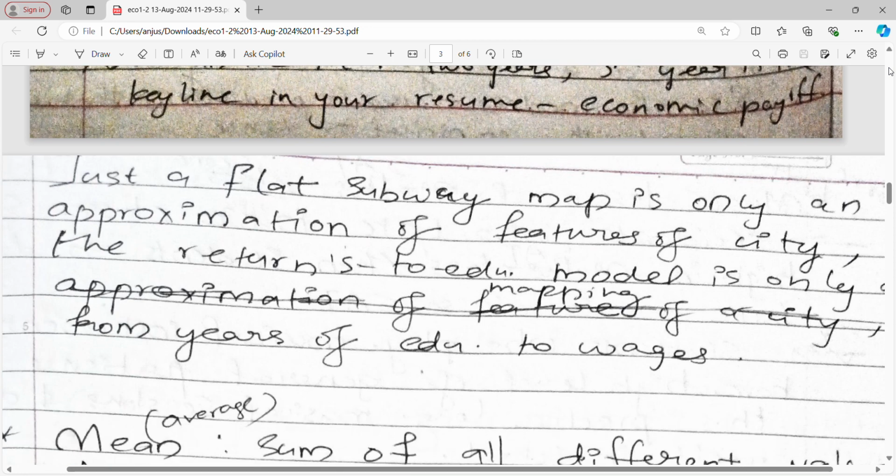That is, just a flat subway map is only an approximation of features of the city. The returns to education model is only mapping from years of education to wages. It is not giving the correct, accurate information, because the third year is more important amongst the 3 years of your graduation. Not all years contribute equally to your wage.